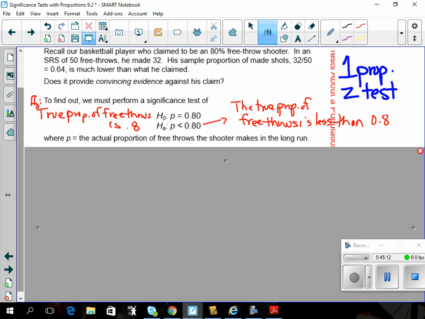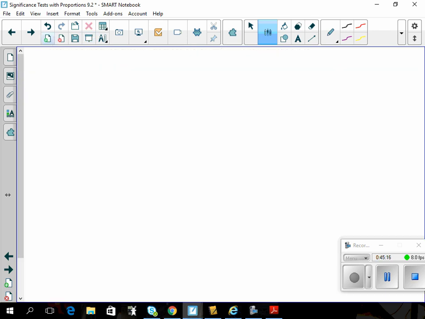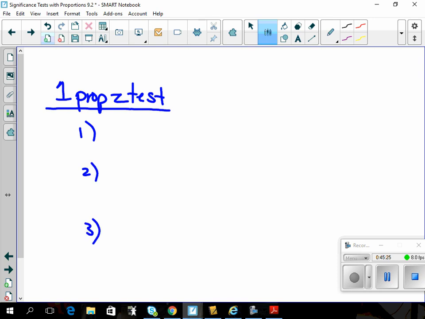As we keep going, number 5, check the assumptions. What are the assumptions for a one proportion z-test, or conditions? Think about what we did with confidence intervals. We have 3. What are they? Random sample, so we're looking for an SRS or a random sample. If it doesn't say it, we have to assume it. You still need to say that. What's the second one?